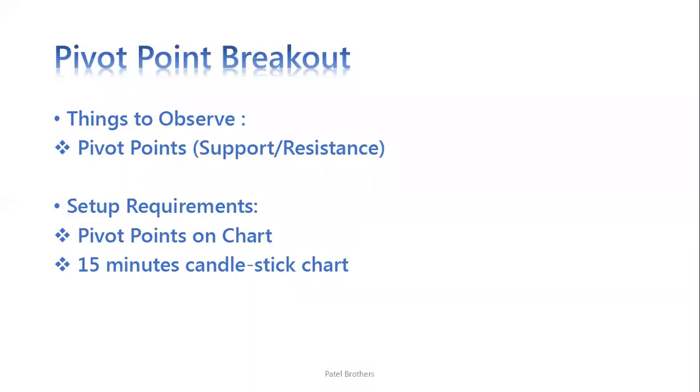First, let's discuss the setup. How to trade this setup. What we have to observe is only the pivot points and the 15 minutes chart. Pivot points means P, S1, S2, S3, R1, R2, R3. All 7 points I count as pivot points. So the setup requirement is nothing on the chart. You must have pivot points and a 15 minutes candlestick chart.